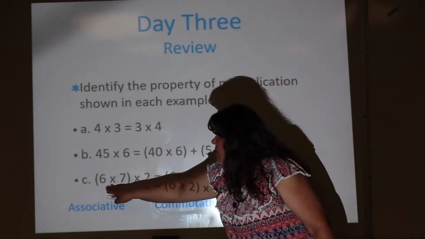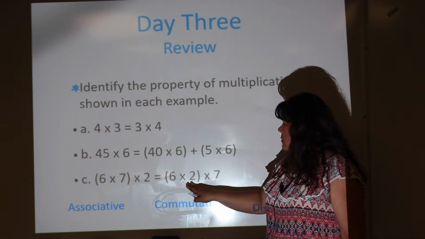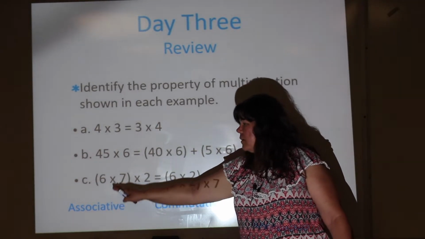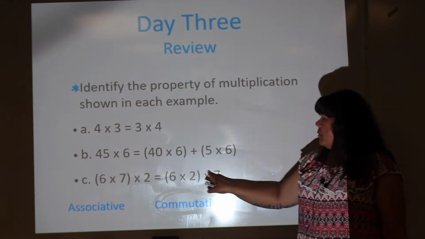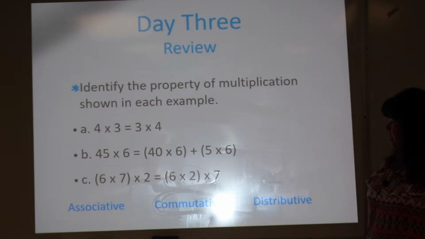And then we have 6 times 7 times 2 equals the same thing as 6 times 2 times 7. And that one would be the associative. It doesn't matter what order we're going to multiply these in when we have 3 or more factors.